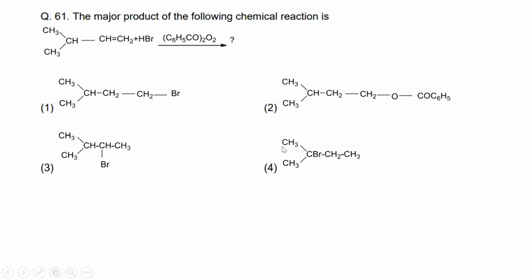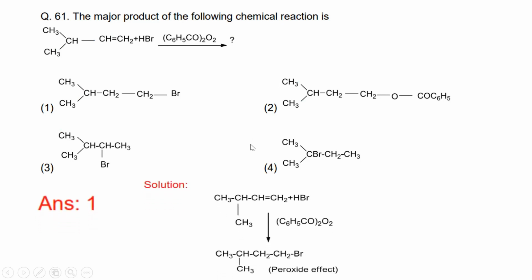Next, question number 61. The major product of the following chemical reaction is, in the presence of peroxycarboxylic acid, that is peroxybenzoic acid given, and there we are adding HBr. So that will be anti-Markovnikov addition. Anti-Markovnikov addition means bromine will attach with the less substituted carbon. So the correct answer will be option 1, because we are doing it in the presence of peroxide. So peroxide effect or anti-Markovnikov addition, you can say it. So option 1 will be the correct answer for question number 61.